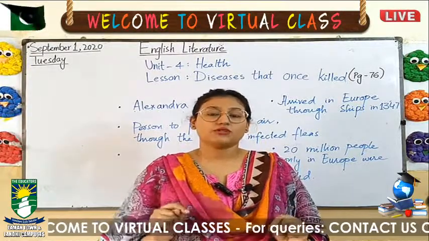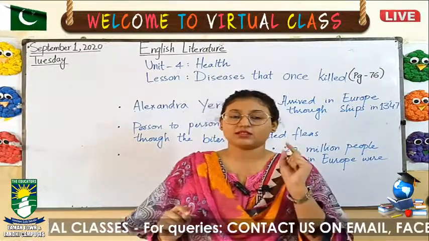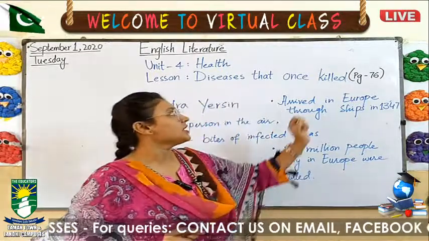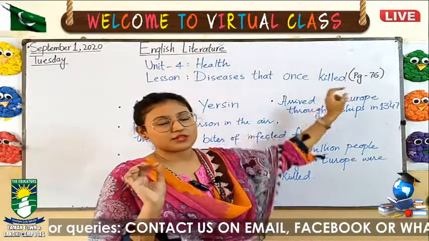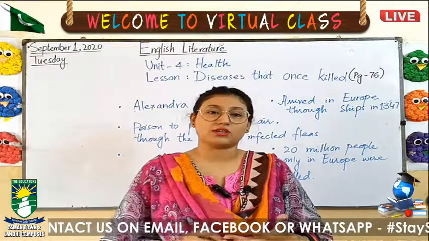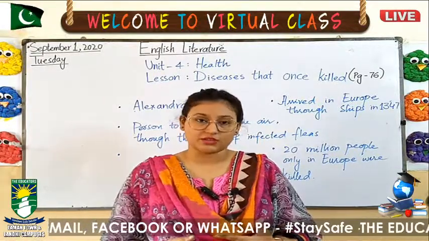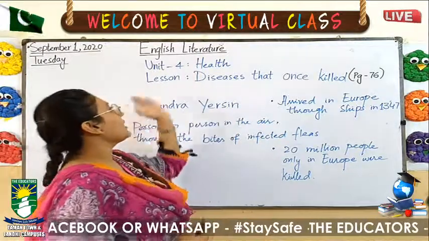First of all, what you have to do, you have to open your course book, means your textbook, and textbook's page number 76. You must have a pencil or highlighter in your hand to write down difficult words or the explanation or further meanings of the words. Okay, so the unit we have is health.